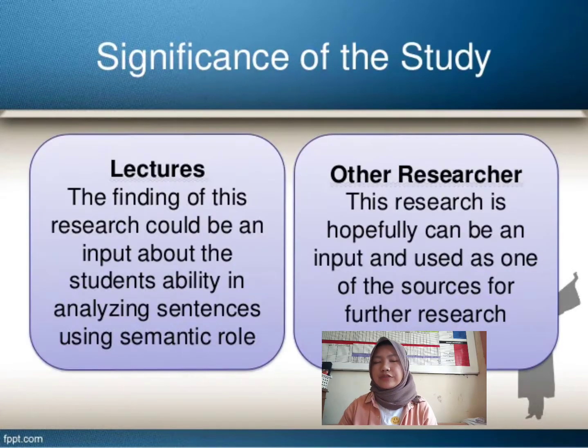Significance of the study. Lecturers: the finding of this research could be an input about the students' ability in analyzing sentences using semantic role. Other researchers: this research is hopefully can be an input and used as one of the sources for further research.